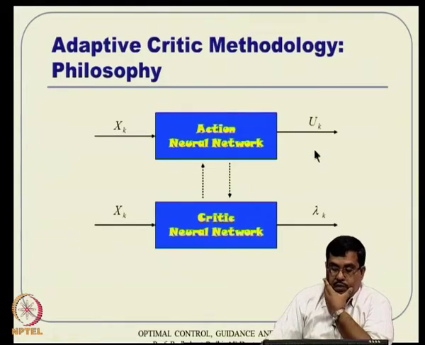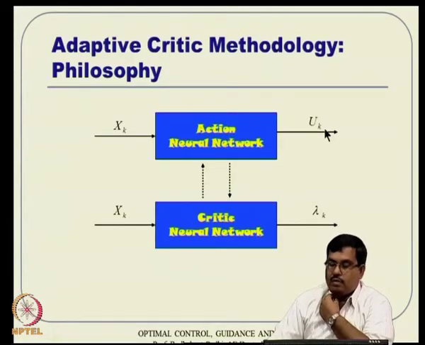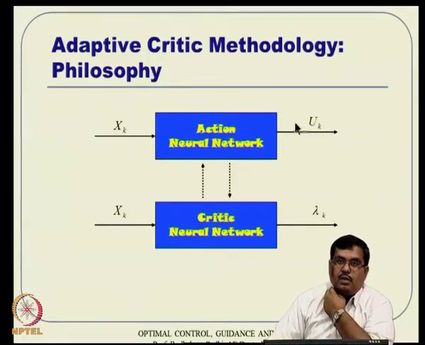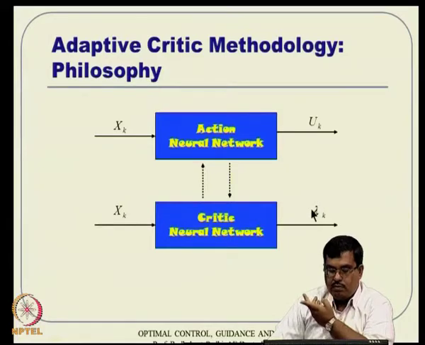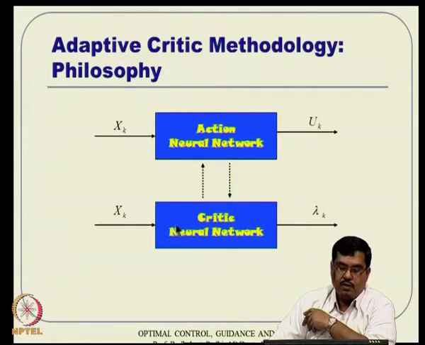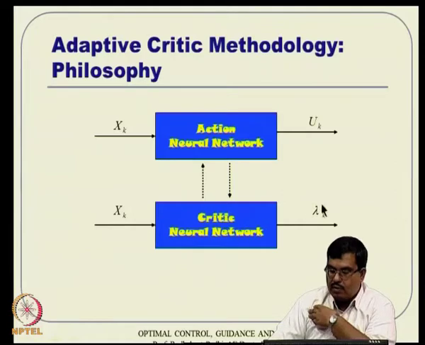However, to get that, there is a necessity of knowing lambdas, and the information that we have is only xk. So there is a necessity of another network, which we call the critic network, which does nothing but predict lambda k. That means this network's job is to predict an optimal lambda k knowing xk, and this network's job is to predict an optimal control uk knowing xk. So ultimately, this is the network that we are interested in. But on the way we need this also, and there is an interaction that goes on.